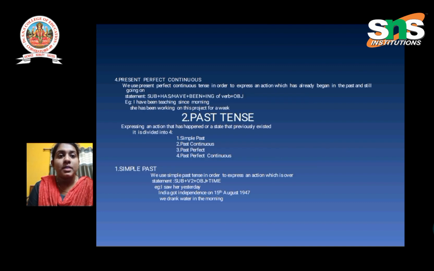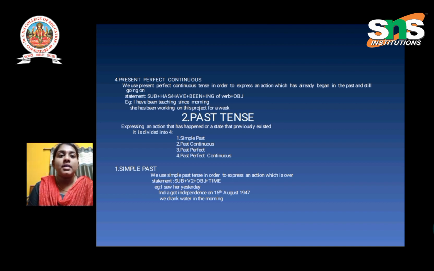And the fourth one is present perfect continuous. We use present perfect continuous tense in order to express an action which has already begun in the past and is still going on. Statement: subject plus has or have plus been plus verb plus ing plus object. Example: I have been teaching since morning. She has been working on this project for a week.